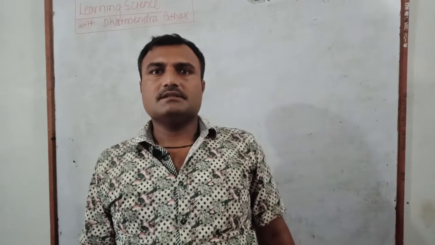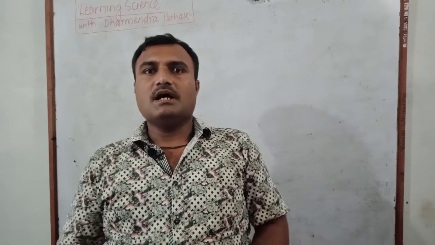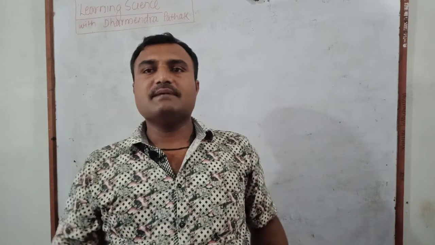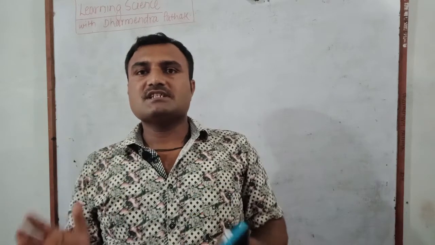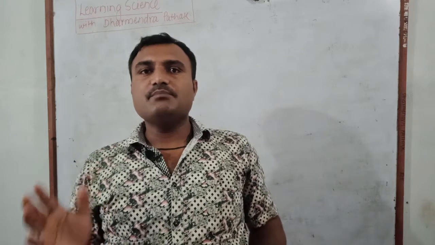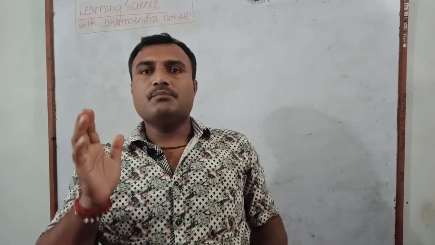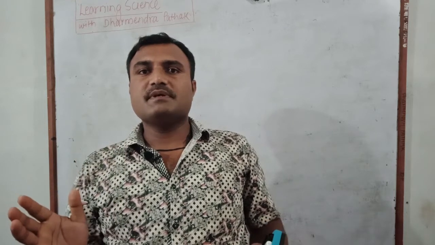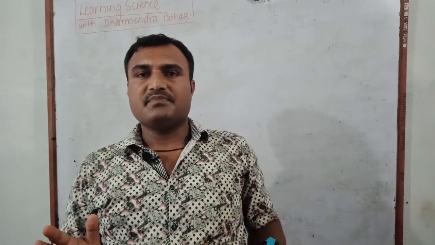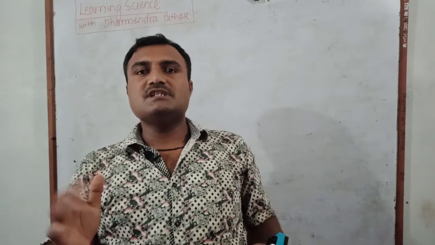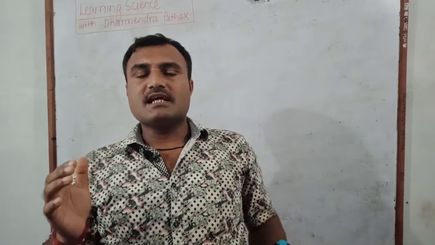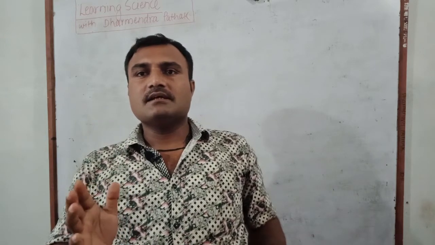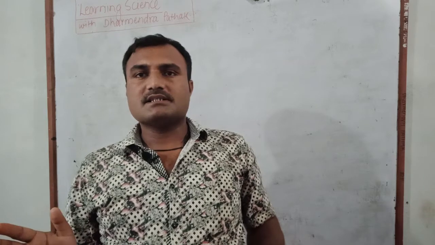Hello students, in my previous video I described lens, different types of lens. As we discussed, a transparent medium made up of spheres, two or more spheres, is called a lens. According to its structure, we discussed that lens is classified into two types: convex lens and concave lens.